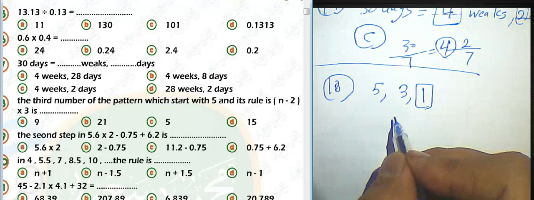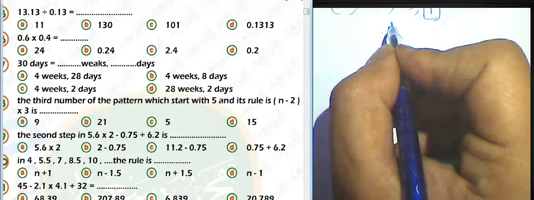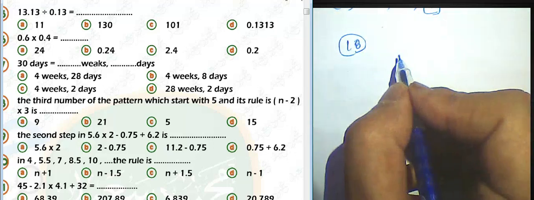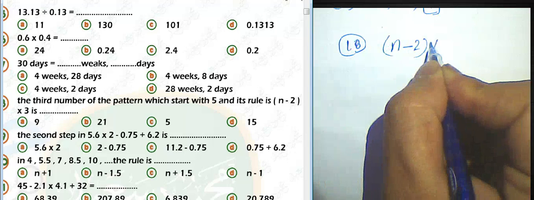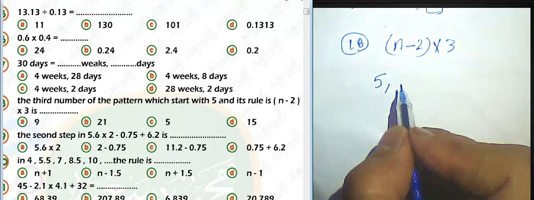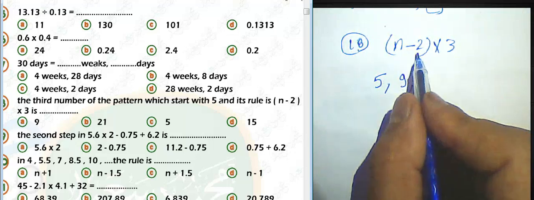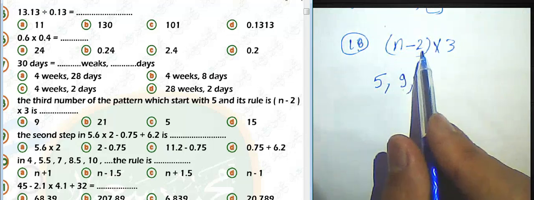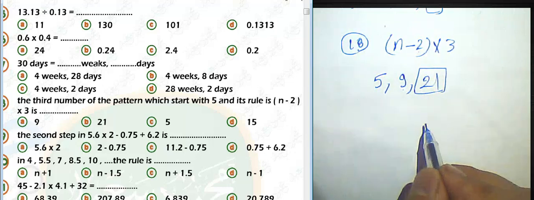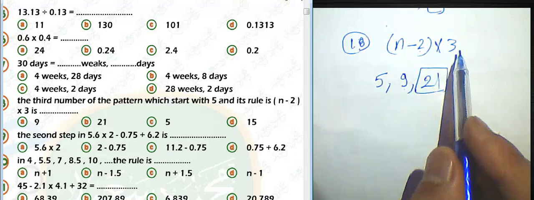Okay. But this rule, complete here with me. This rule about question 18. Look at question 18 again. The rule here is n minus 2, or subtract 2, multiply by 3. Start with 5, 5 minus 2 equals 3, 3 times 3 equals 9. 9 minus 2 equals 7, 7 times 3 equals 21. Okay, so the result will be 21 about question 18 because the rule was n minus 2 multiplied by 3.